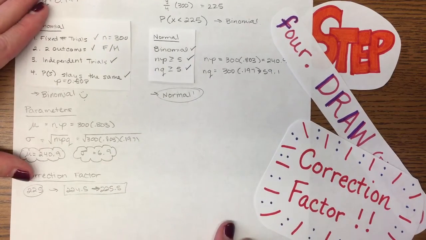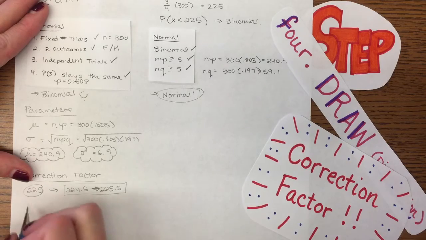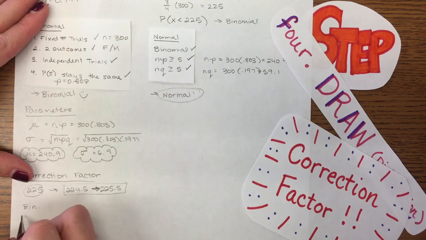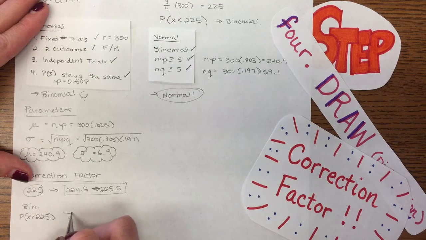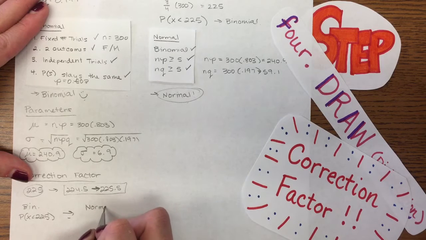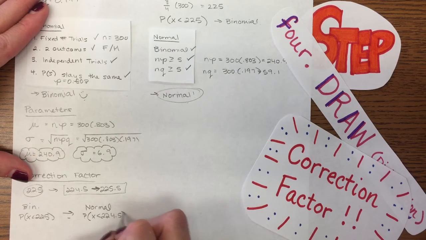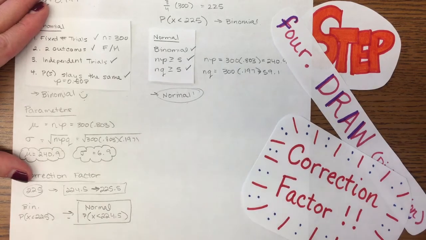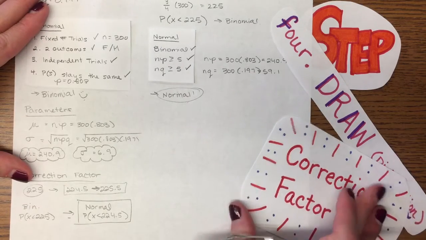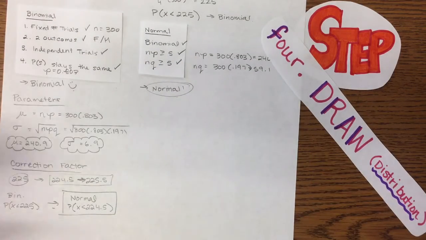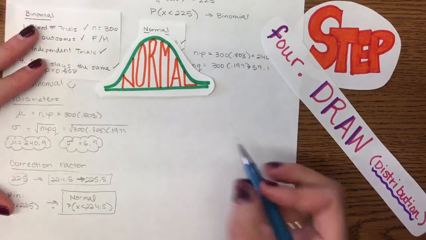So to use my correction factor properly, my binomial probability of x is less than 225, I need to convert over into a normal probability, and that becomes the probability that x is less than 224.5. So this is actually the probability that I am going to be calculating. And that's what I'm going to draw in my picture. So now I need to draw a normal curve.